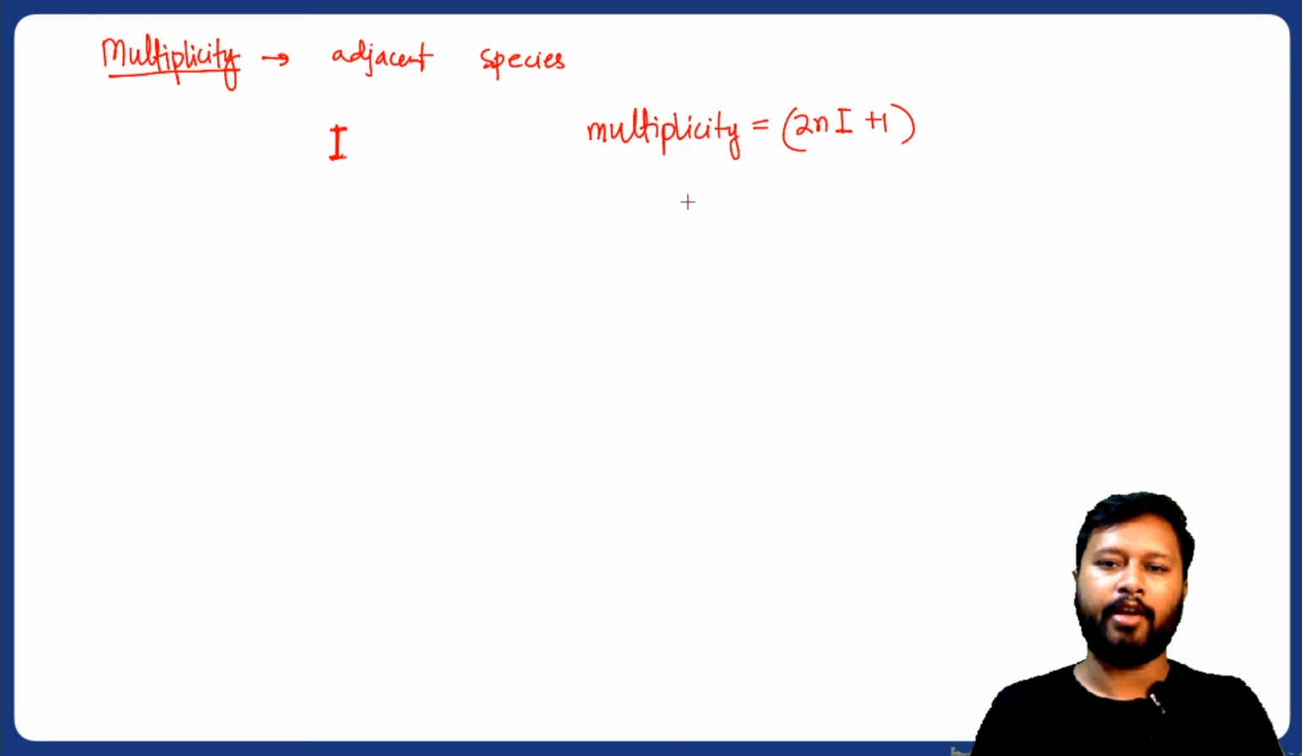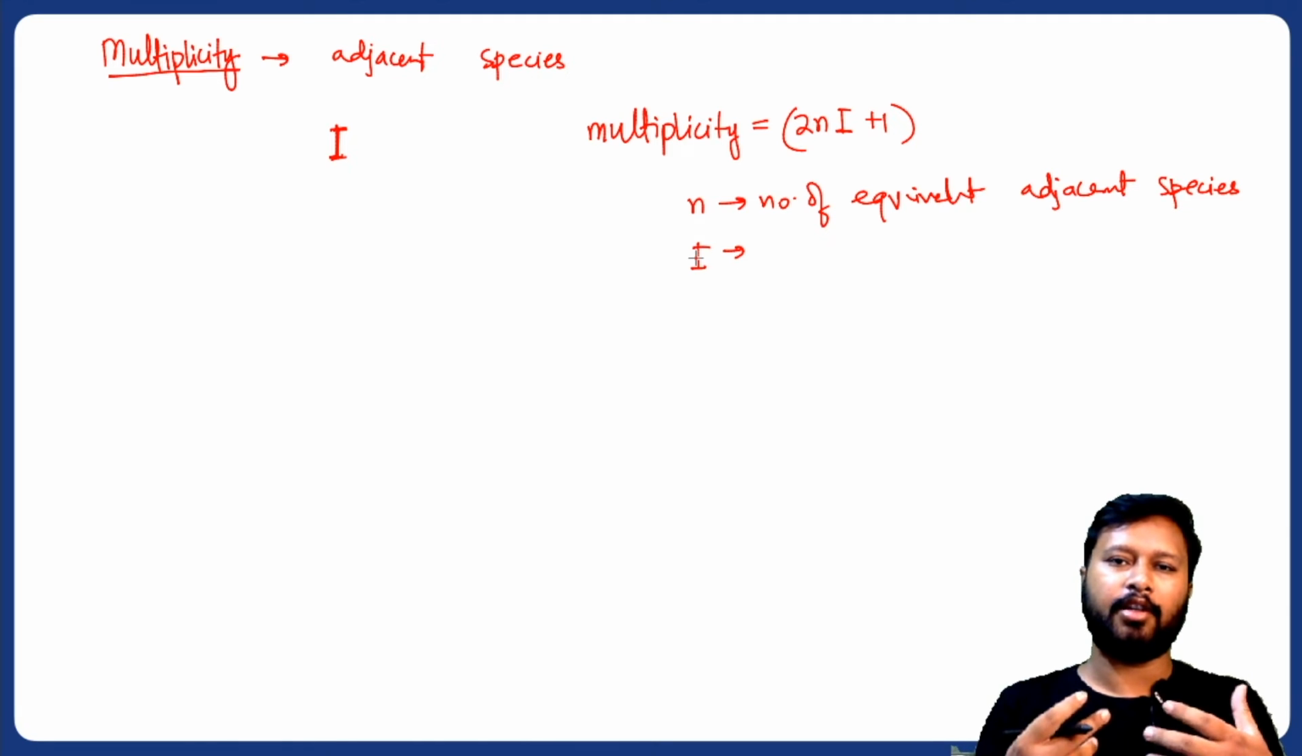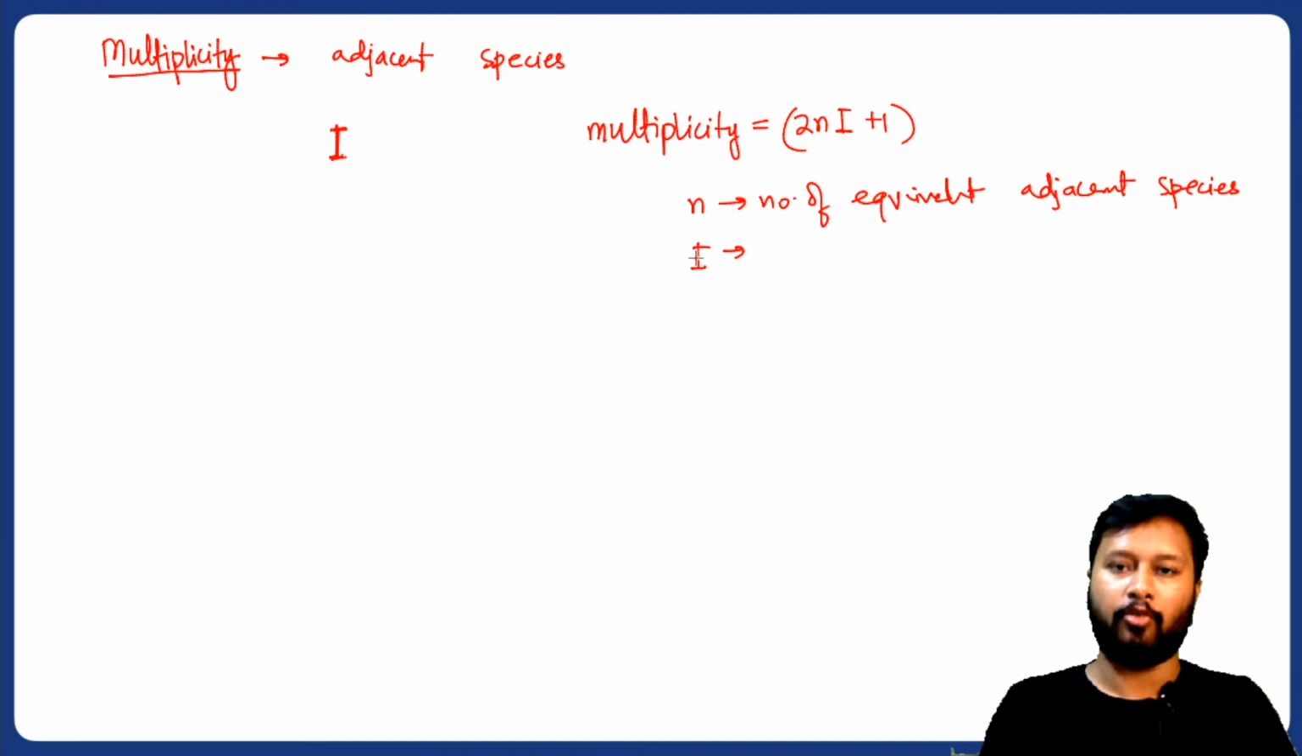All right, where n is the number of equivalent adjacent species, whereas I is basically the nuclear magnetic quantum number of different nuclei, and the values of I will be given to you in the question for most of the species.